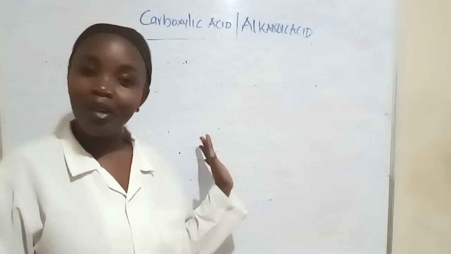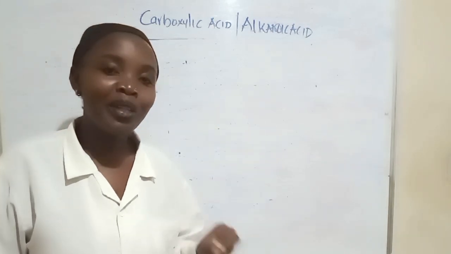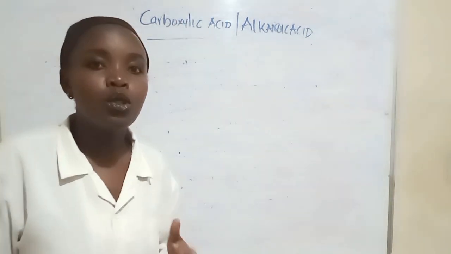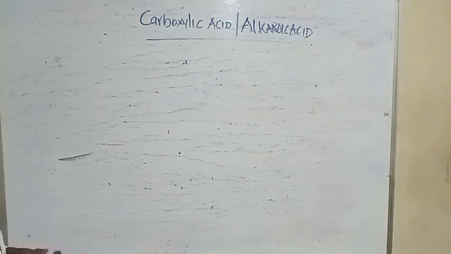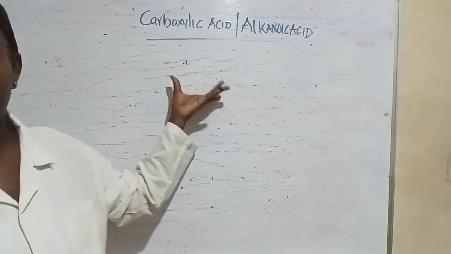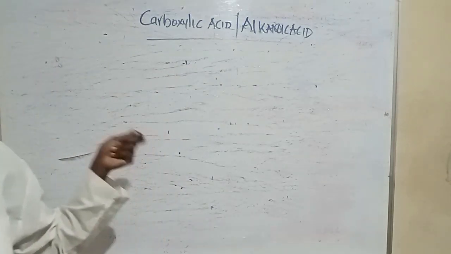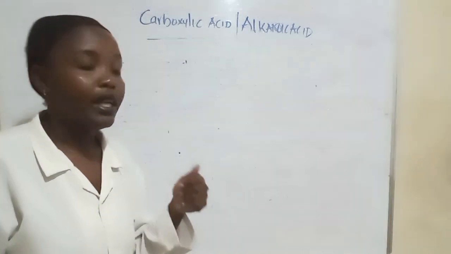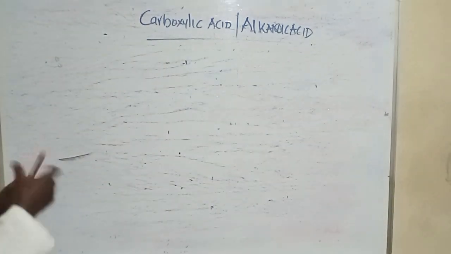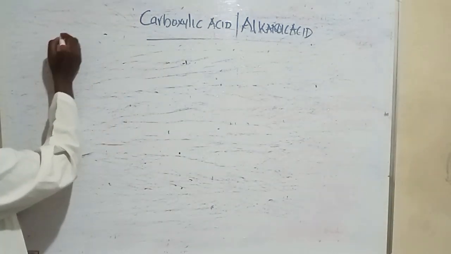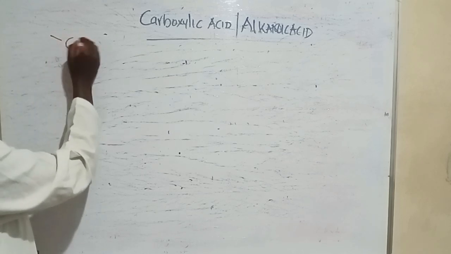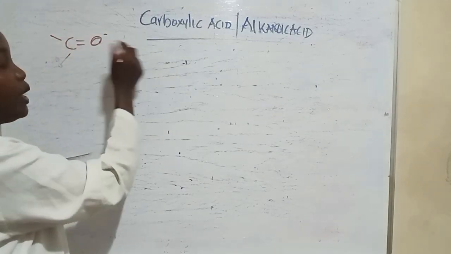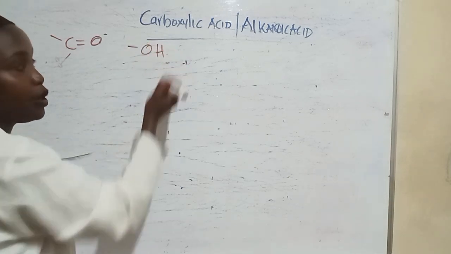In this video, we are going to talk about alkanoic acids, or things that we call carboxylic acids. So what are carboxylic acids? Carboxylic acids are compounds that are made of a carbonyl group and a hydroxyl group. So how do you write a carbonyl group? Like that, okay? They're made up of a carbonyl group and a hydroxyl group, okay?